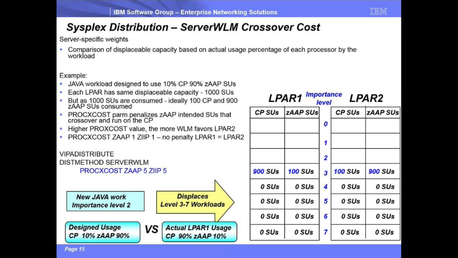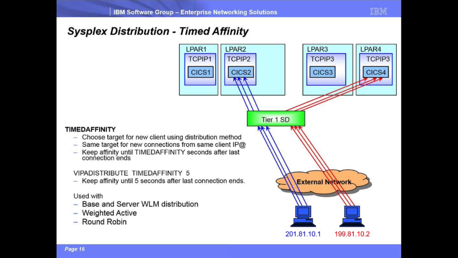Okay, another function related to Sysplex distribution is timed affinity. If timed affinity is being used, then when the target for an initial connection from a client is determined, the configured distribution method is used to pick that target.